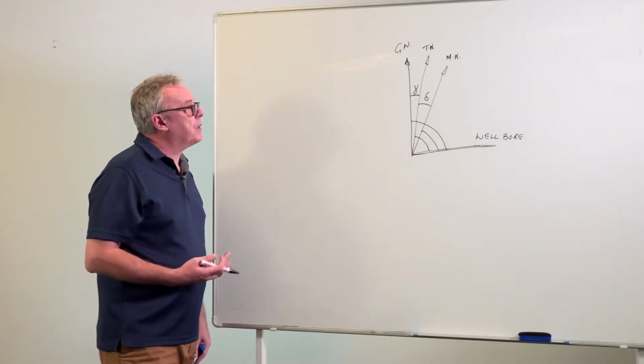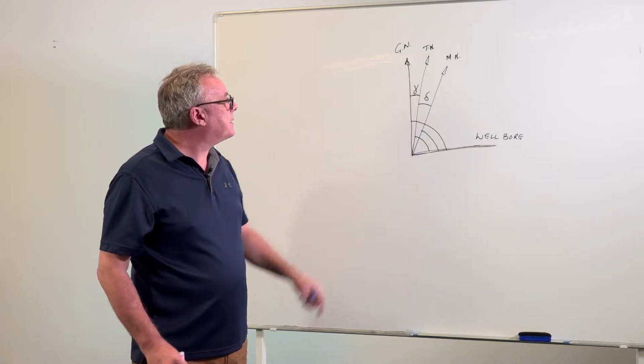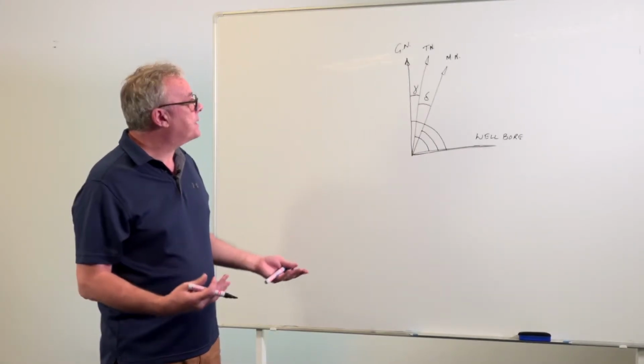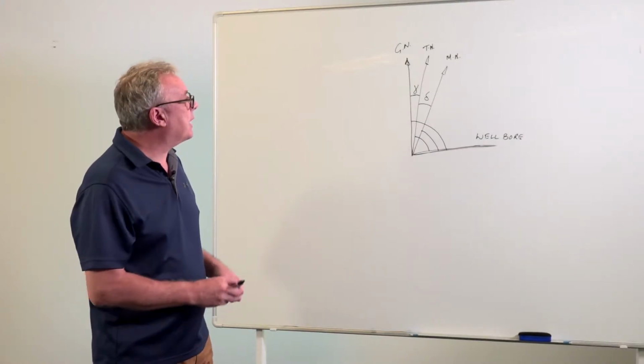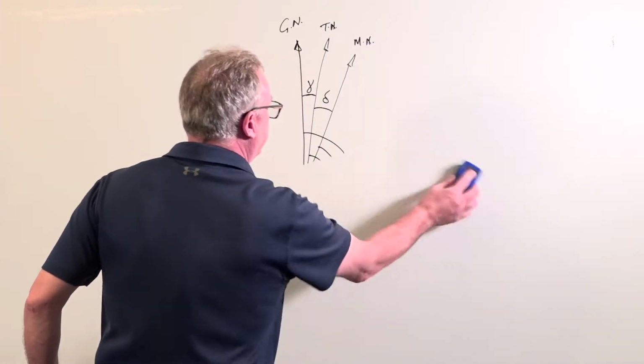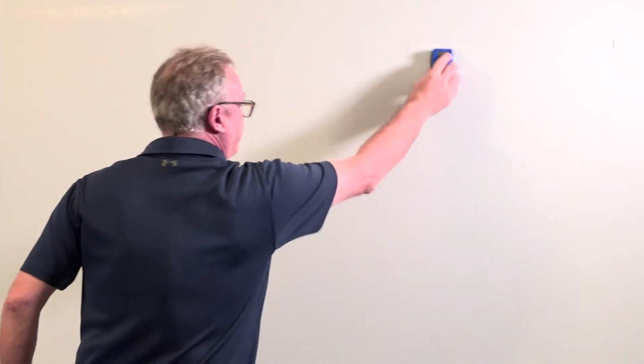What we'll run through now is a little bit more in-depth description of both the grid convergence and the magnetic declination, and then we'll run through one worked example to show how these angles actually relate to one another. So let's start by looking a little bit more in depth at the grid convergence.